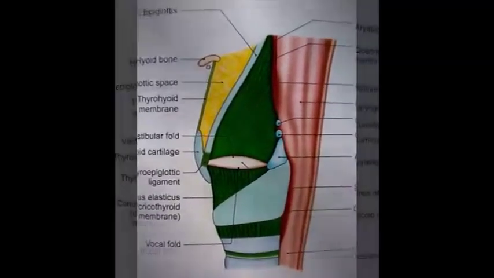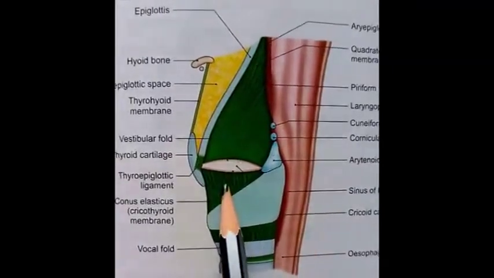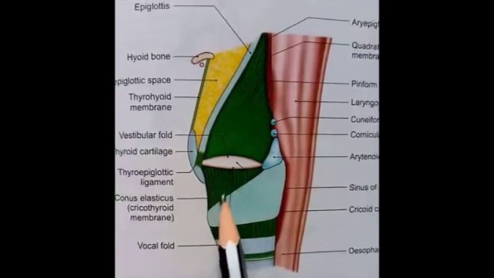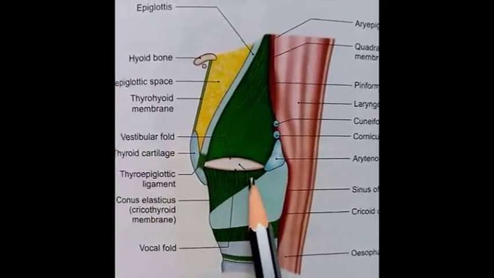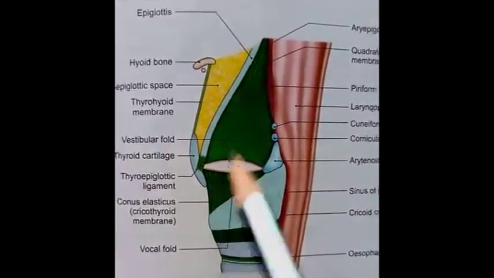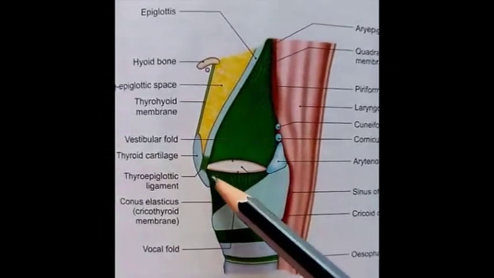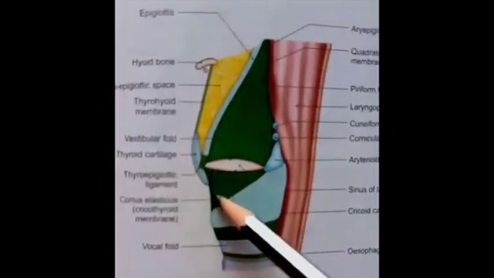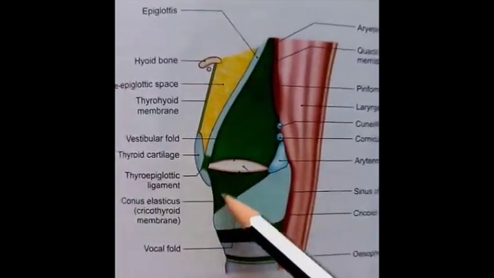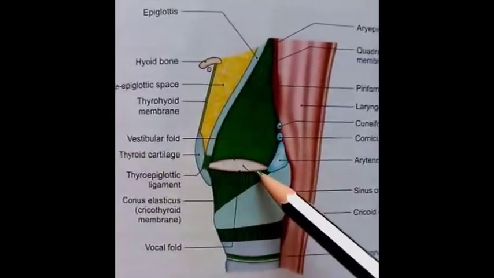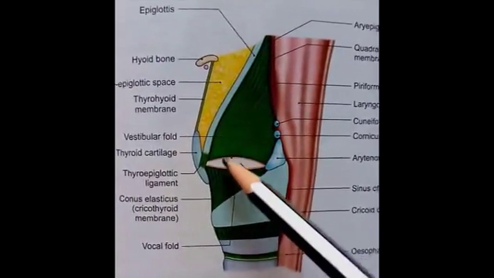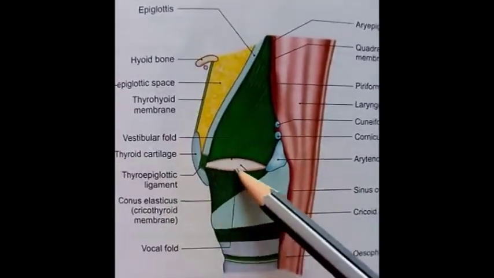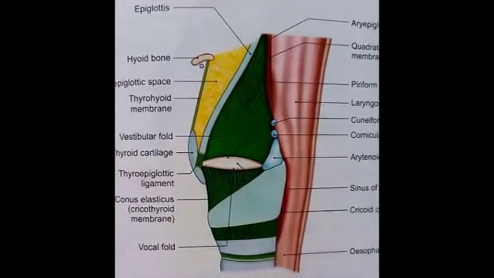Conus elasticus extends upwards and medially from the arch of the cricoid cartilage. Its anterior part here forms the cricothyroid ligament, that is the median cricothyroid ligament, and the lateral part is known as conus elasticus itself, and its upper border forms the vocal fold.